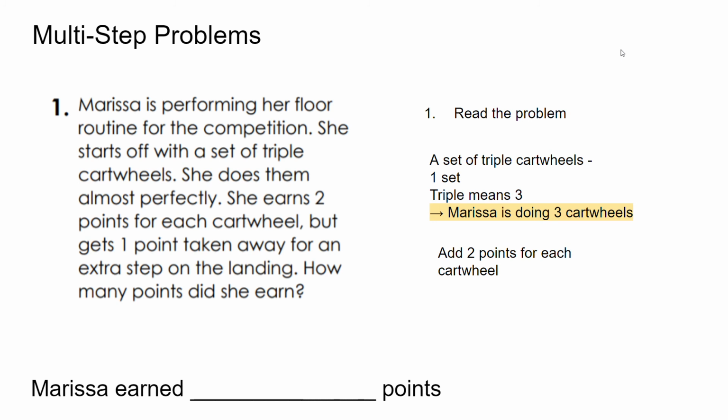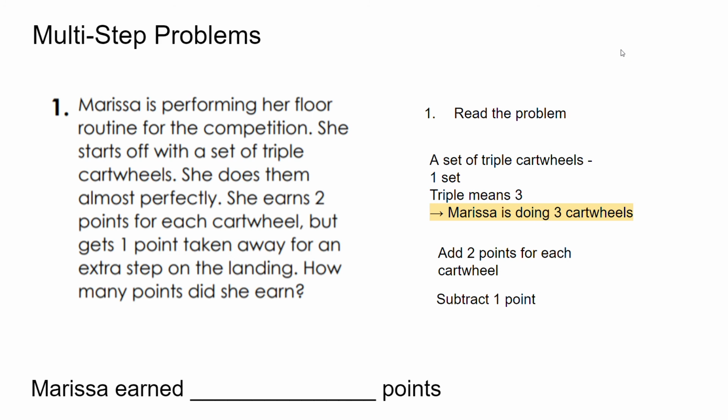Next. But gets 1 point taken away for an extra step on the landing. So this doesn't say for each cartwheel. So we're just taking 1 point away. So we're subtracting, because take away means to lose. They're taking away that point from Marissa. Marissa is losing the point. So we're subtracting 1 point. How many points did she earn?